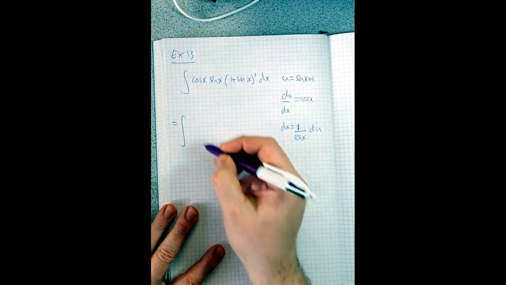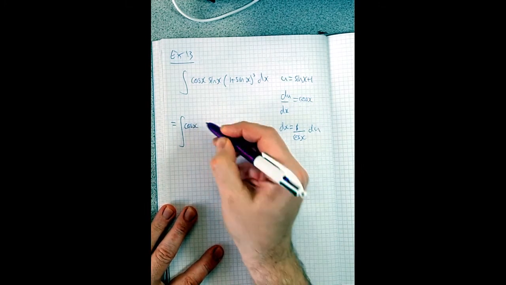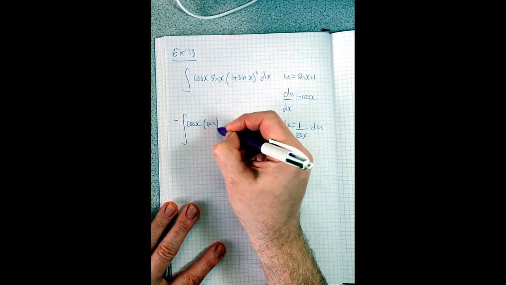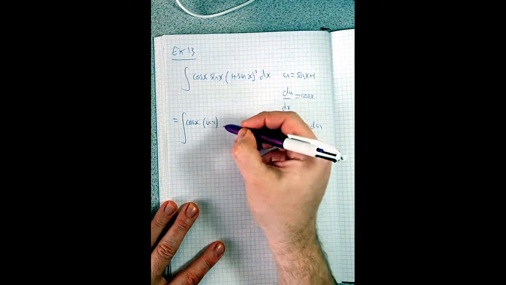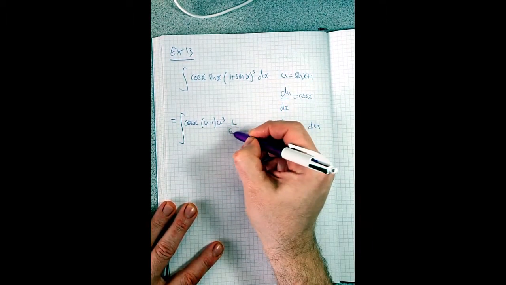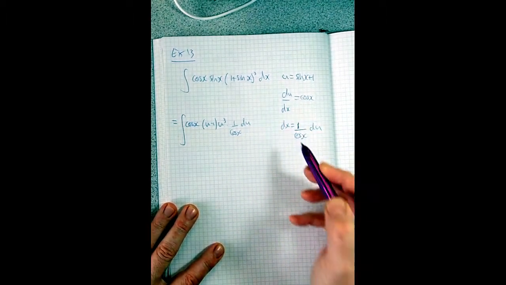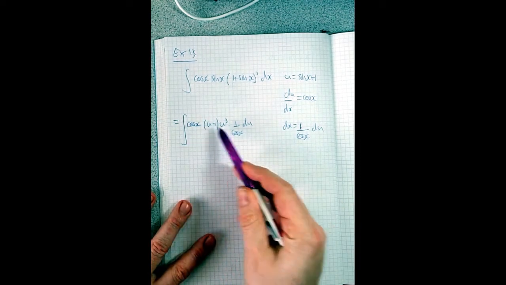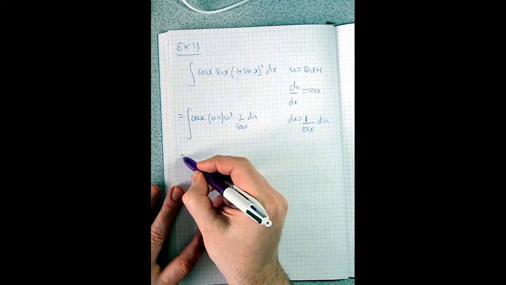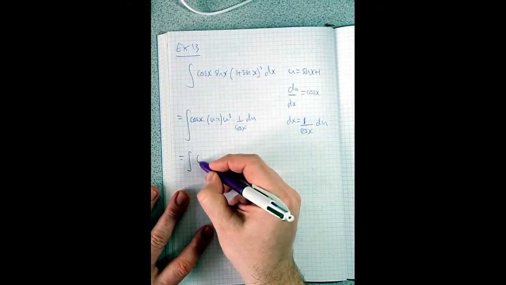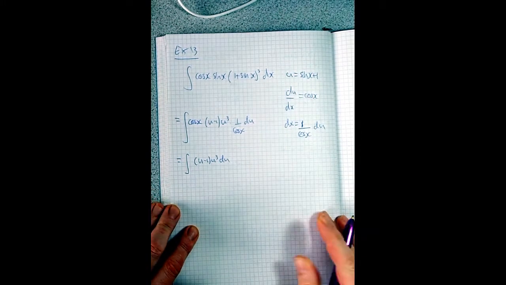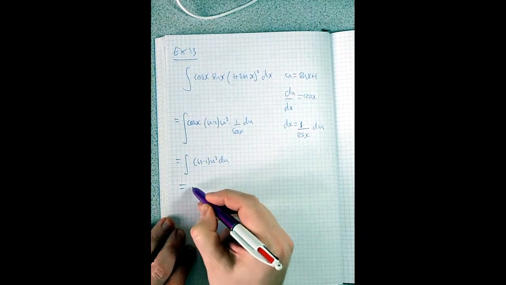Now let's do the obvious ones. I'll leave the cos x in for the time being. Sine x is clearly u minus 1. 1 plus sine x cubed is u cubed. Dx, well that's 1 over cos x du, and this often happens. Cos x divided by cos x is 1. So this integration has suddenly simplified to u minus 1 times u cubed du. Oh, that's a lot easier.